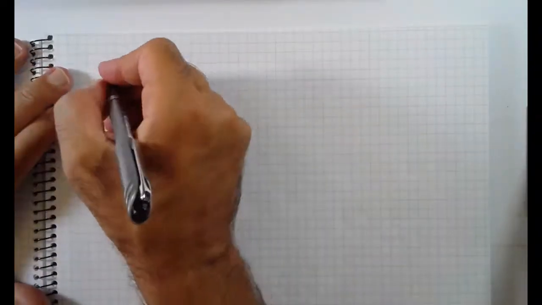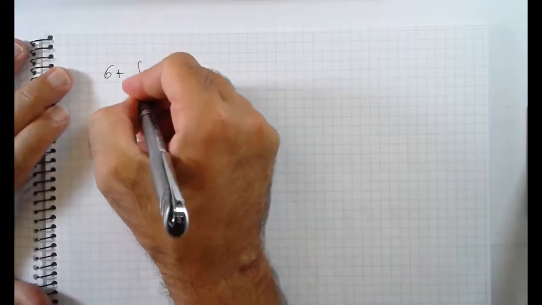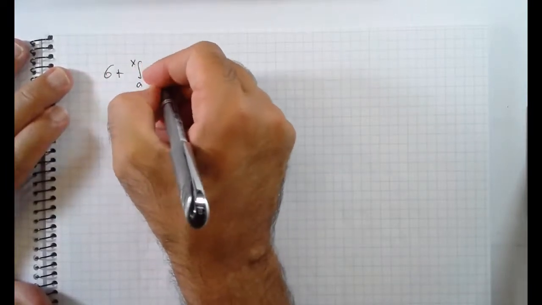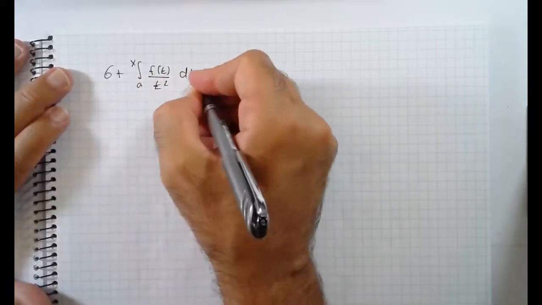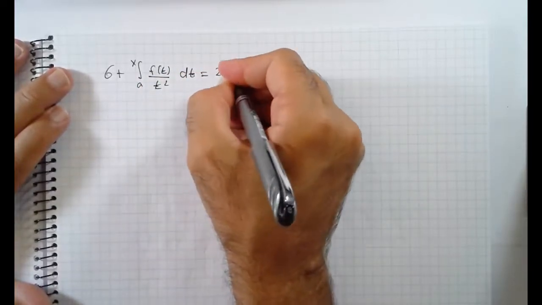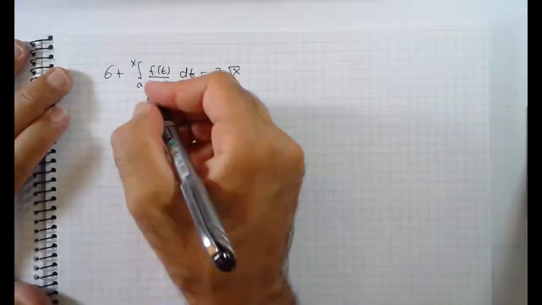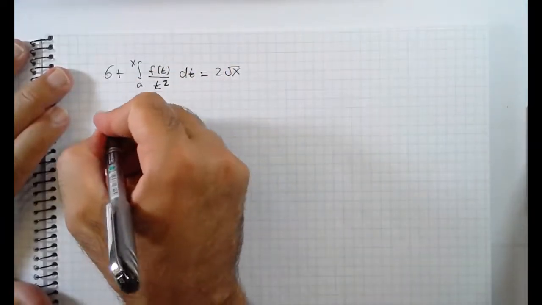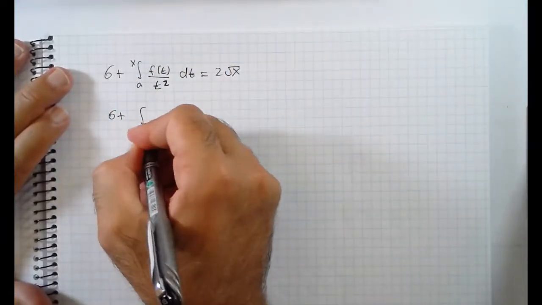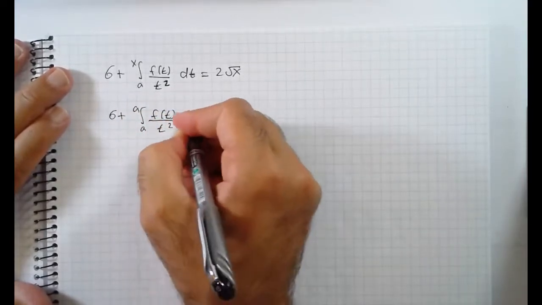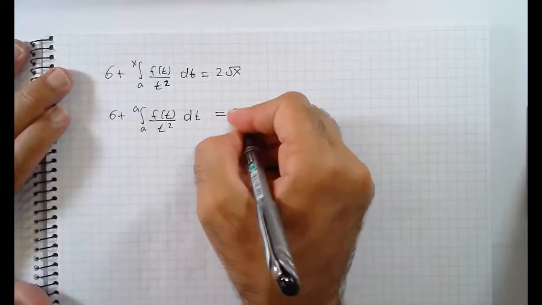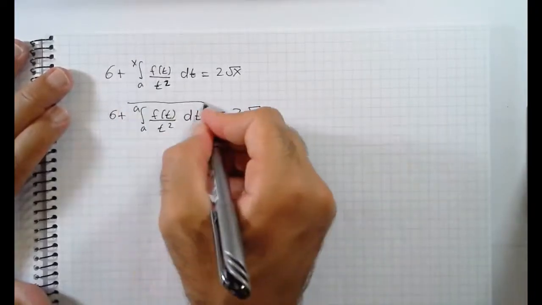Let's plug x equals a into the equation and apply some theory. So we have 6 plus the integral from a to x of f of t over t squared dt is equal to 2 root x. So we'll plug in x equals a. We get 6 plus the integral from a to a of f of t over t squared dt is equal to 2 root a. But this integral is 0.